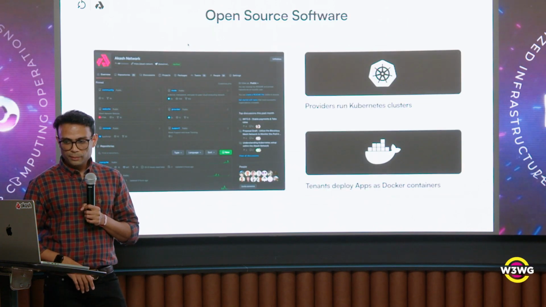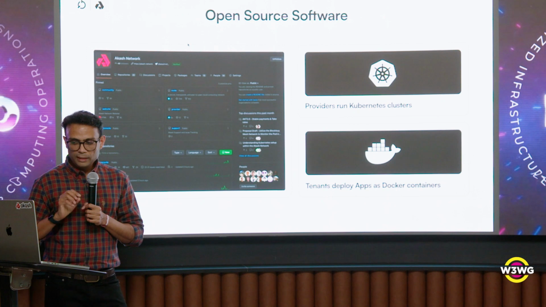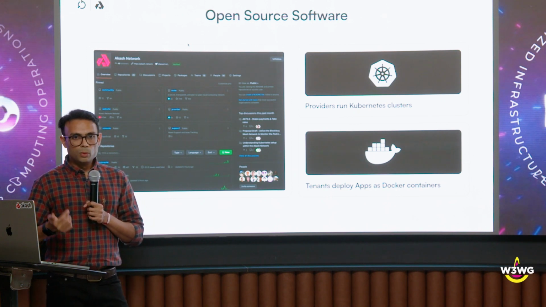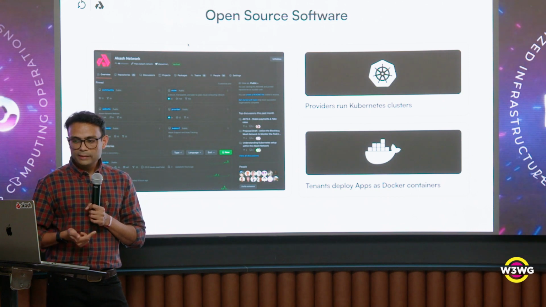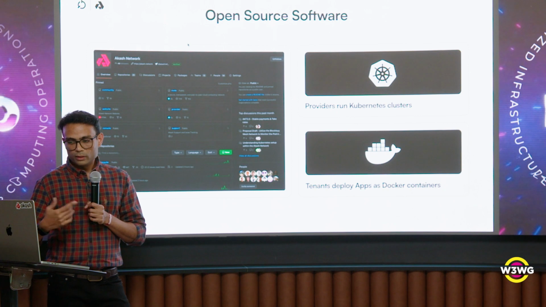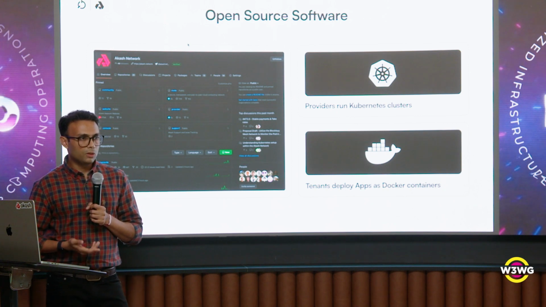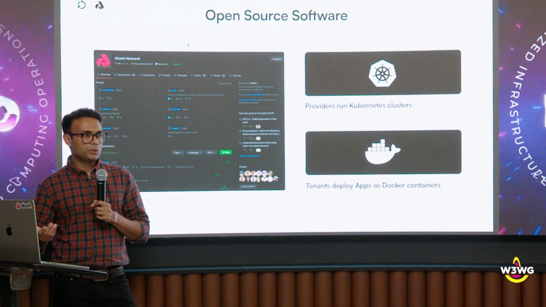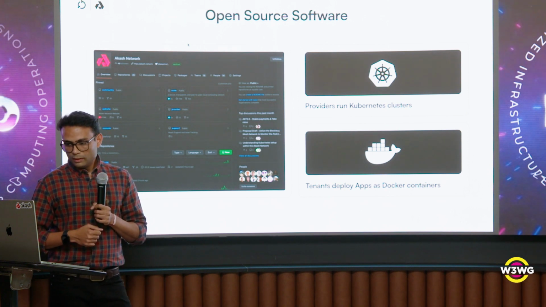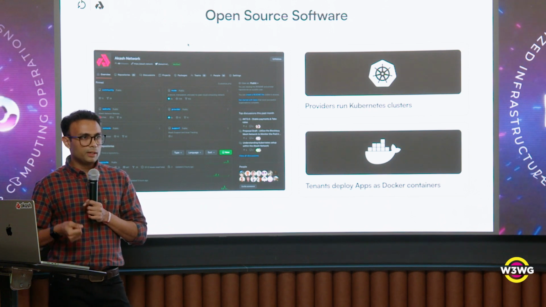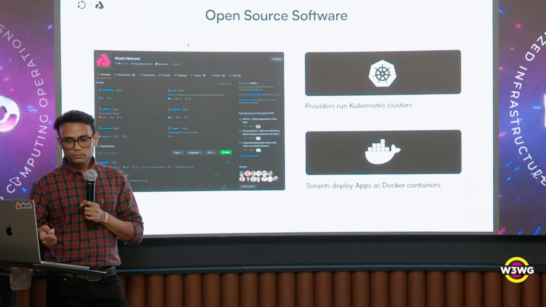The other thing about Akash is that it's built entirely on open source software. The two most popular and widely used open source solutions out there are Kubernetes, which is essentially a container orchestration solution, and Docker, which is probably the most widely used container solution out there. Pretty much all the tenants or users that deploy onto Akash deploy using Docker containers, and all the providers run Kubernetes clusters.